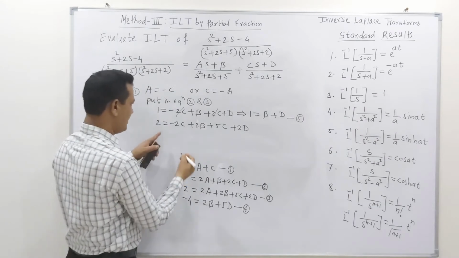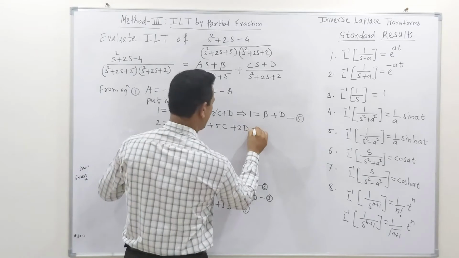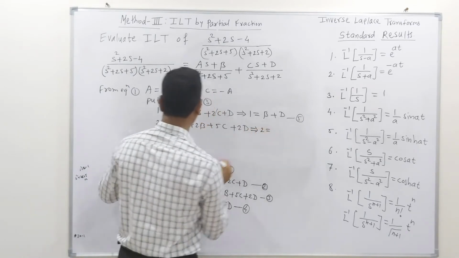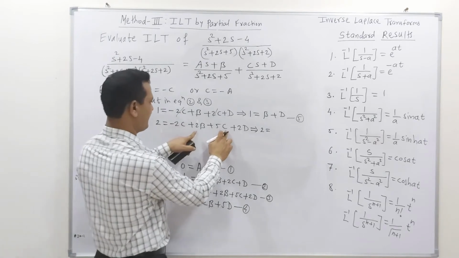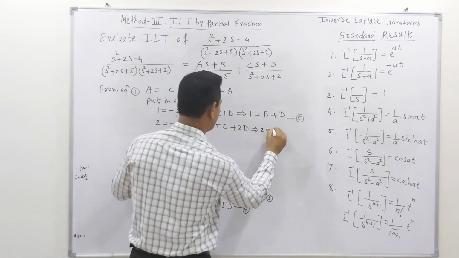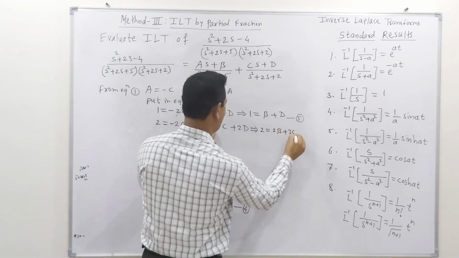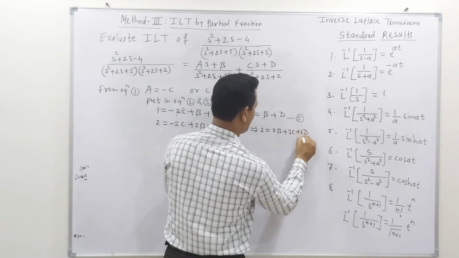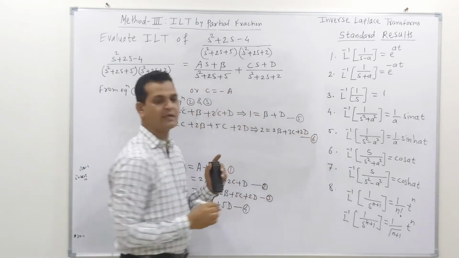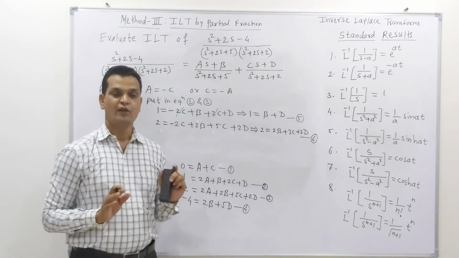So now if we simplify this equation, we get the next step as 2 is equal to, so this is minus 2c and this is 5c, so we can write this as 2b plus 3c plus 2d. So let's call this equation number 6. Now here also we are not getting the value of any constant term.